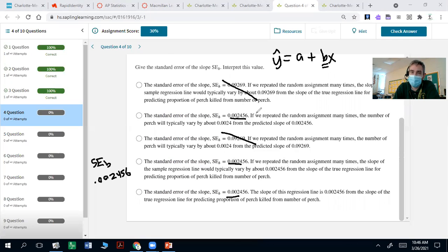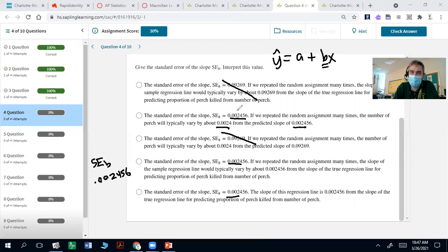If we repeat, the first one is if we repeated the random assignment many times, the number of perch will typically vary about this much from the predicted slope of 0.002456. Okay, so the next one is if we repeated random assignment many times, the slope of the sample regression line would typically vary by about this much from the slope of the true regression line for predicting proportion of perch killed from number of perch.